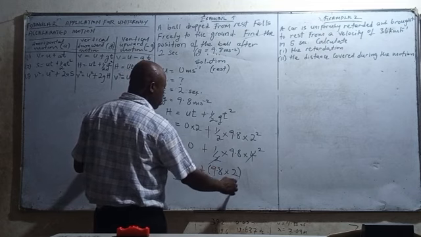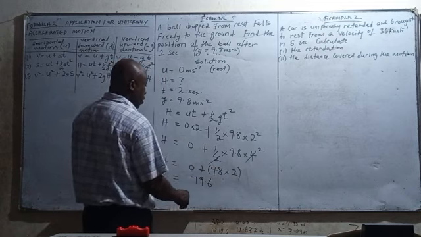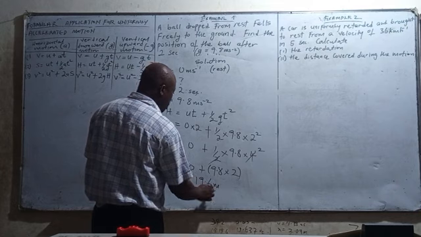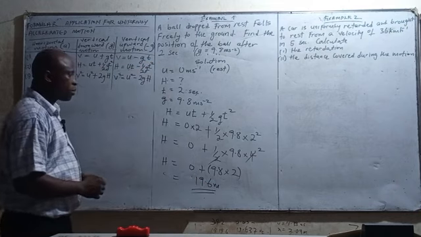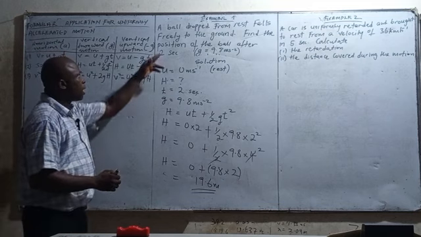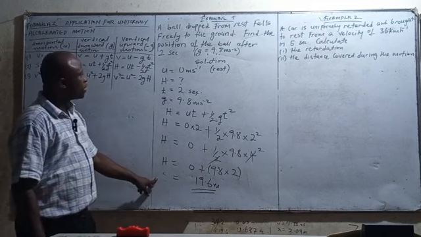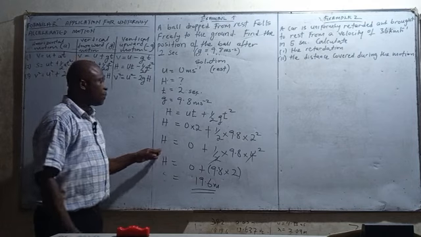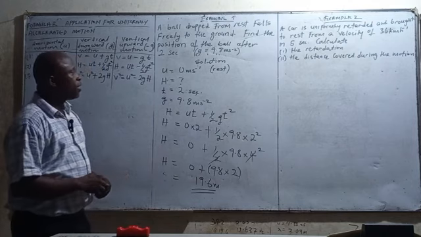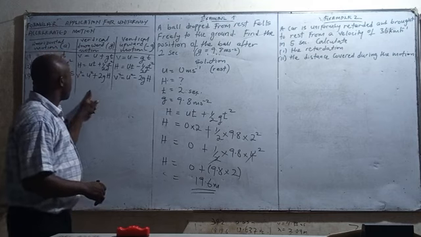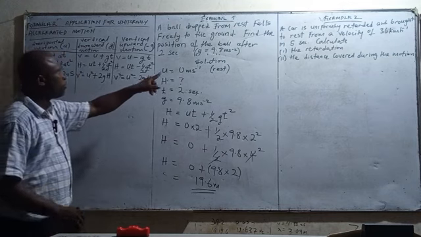So we multiply these two, we get 19.6. The unit is meter. So 19.6 meters. So that's example 1. We've applied that. So right now, we are going to apply this formula to example 2.